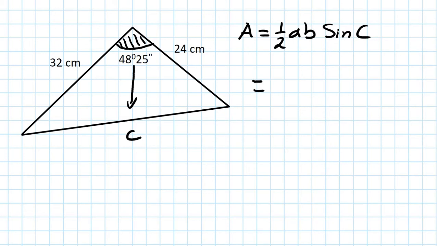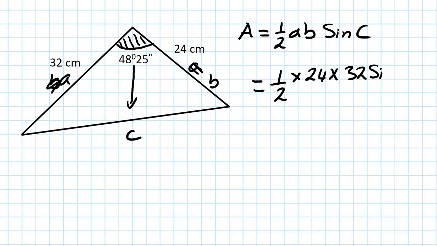So it's a half times a b. It doesn't matter whether this is a and this is b, or this is b and this is a. It doesn't really matter. The most important thing is the opposite angle is C, because a times b is the same as b times a. So that's why we don't have to worry about that. Just identify angle C and side c. So now a half a b, which is times 24 and times 32, and then sine angle C, which is 48 degrees and 25 minutes.